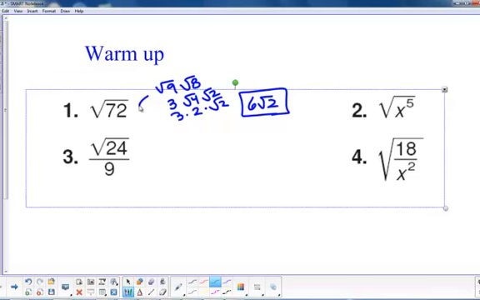The square root of x to the 5th is x squared times x squared times x. Those multiply to give you x to the 5th. So this is really x times the square root of x. So the square root of x to the 5th simplifies into x squared square root of x.